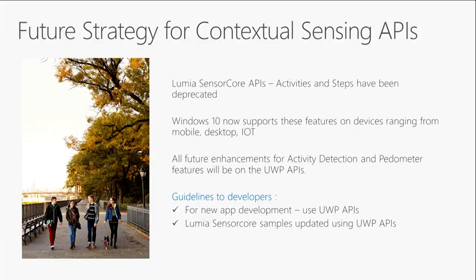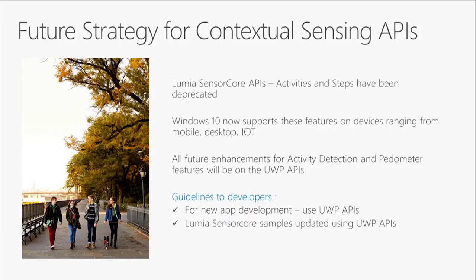Now about the future strategy. At last year's Build, we talked about deprecating Lumia Sensor Core APIs. As you know, we have very similar equivalent APIs, the contextual sensing APIs: activity detection, similar to the Lumia Sensor Core activities APIs, and pedometer, that's equivalent to the steps. We deprecated the Lumia Sensor Core APIs as of the end of last year. So our guidance to developers is to start using our UWP contextual sensing APIs in future.